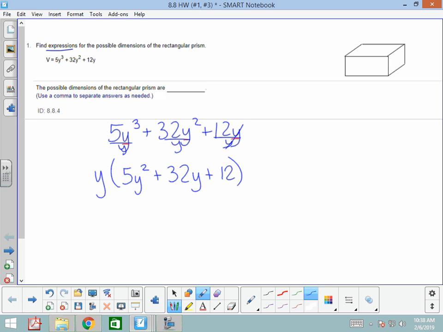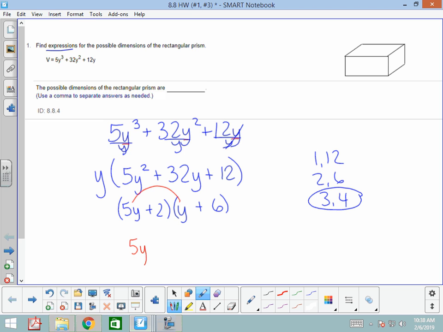All right, so now we need to do our guess and check. So for guess and check, I'm going to start with 5y squared, and the only factors of it are 5y and y. Now for 12, we have 1 and 12, 2 and 6, 3 and 4. Usually I would tell you to start with 3 and 4, but on this one, I happen to know that it's 2 and 6, so I'm going to go ahead and place those and just show it to you by checking using FOIL. 5y squared, that's 30y plus 2y, that would be my 32y, and then 2 times 6 would be 12.